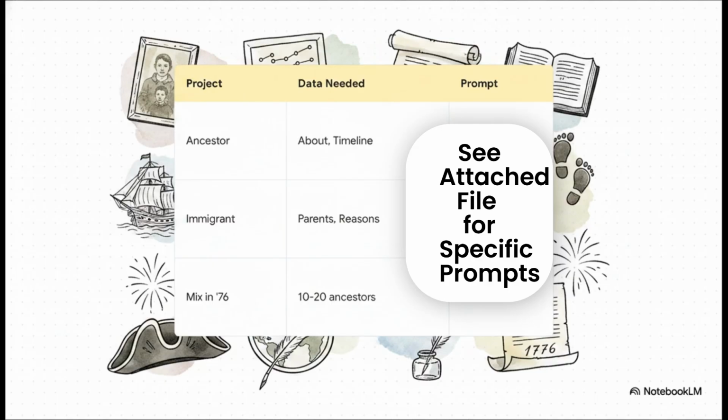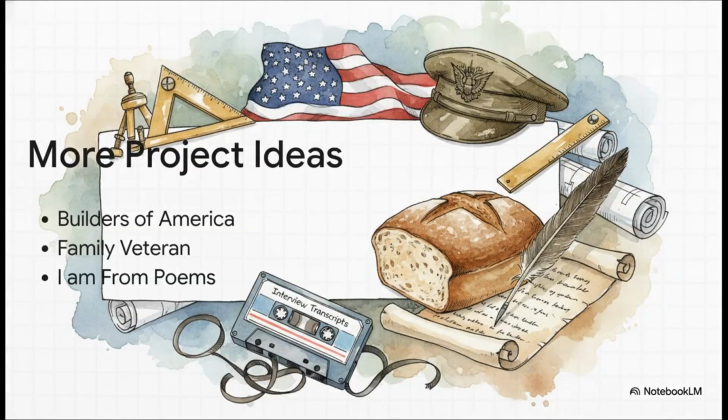You just copy and paste the About sections of 10 to 20 different ancestors who were alive in America in 1776, use that factual prompt we talked about, and boom, the tool builds an immersive audio overview of what life might have been like for your family during the Revolutionary Era. It literally connects the dots across your entire family tree. And there are so many other beautiful directions you can take this. You could create a deeply moving tribute to a family veteran by compiling their military records. Or do a Builders of America project using census occupation data to show how your great-grandparents helped build their communities.